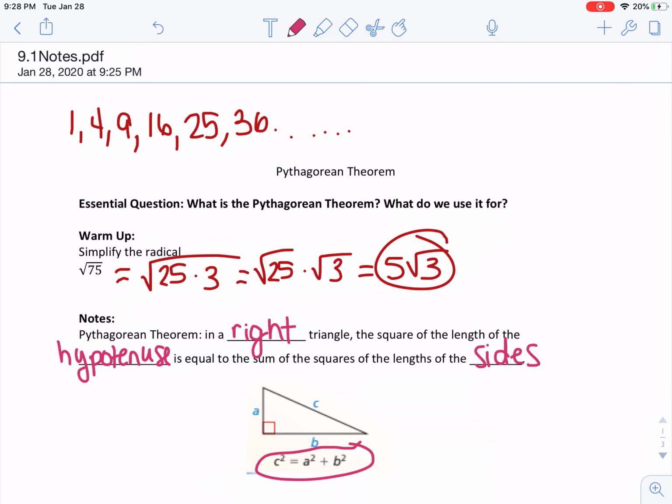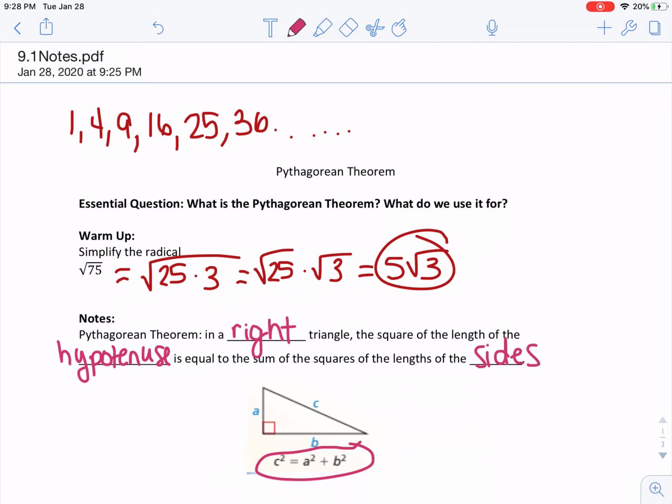So our central question is, what is the Pythagorean theorem? Well, it's a squared plus b squared equals c squared. What is it used for? It is used to solve or to find a missing side in a right triangle. And I emphasize right triangle because if it's not a right triangle, we're going to have to use alternate methods, and that's what's going to be our next couple of day lessons.